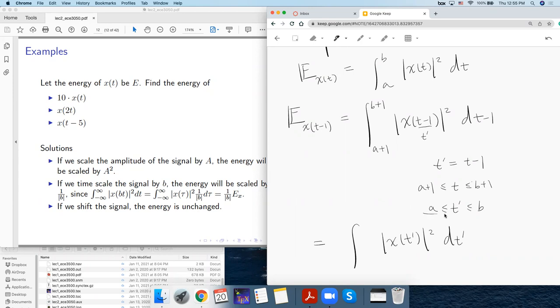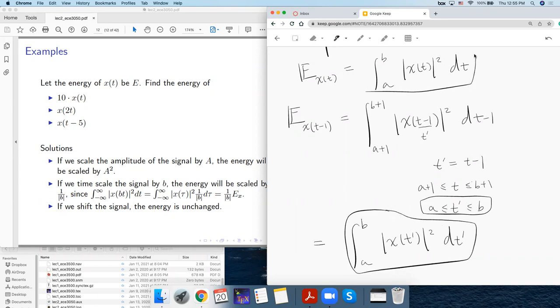And then t prime is in the range of a and b. And this is exactly the same as what we have here. Okay, so we would just shift the range in that situation as well. Yeah, in this case, if the upper and lower limits are finite, then they will also be shifted. So after a change of variable, everything will still remain the same. Okay, perfect, thank you.